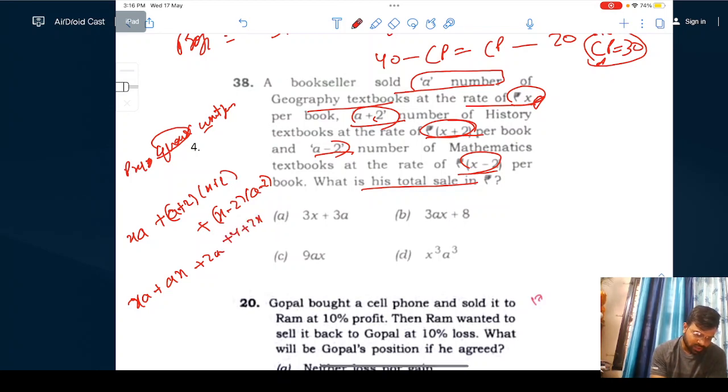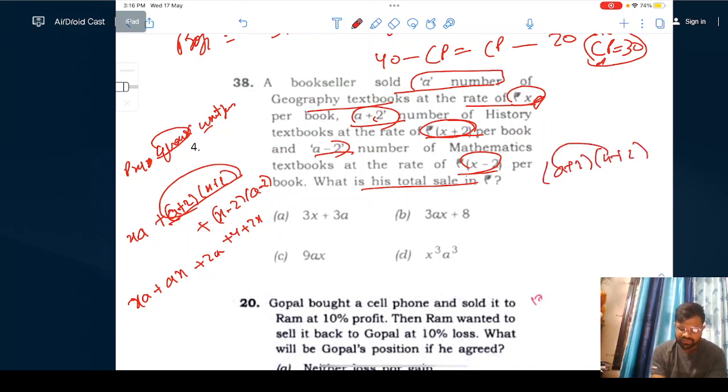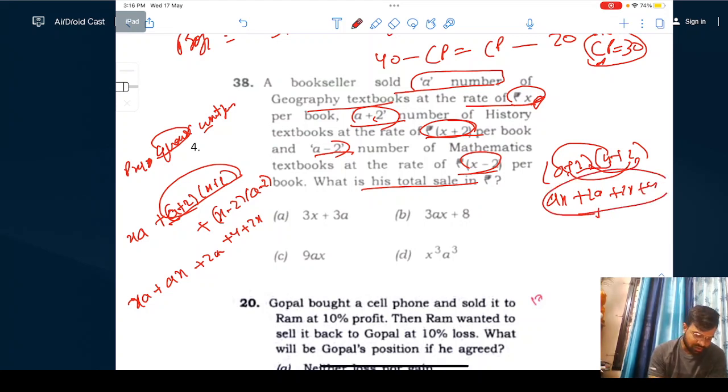Have you known bracket multiplication is like this, A plus 2 into X plus 2? First A into X, AX, then 2 into A, then 2 into X, then 2 into 2. Every number will be multiplied by each and every number. Next, again the same: AX minus 2A minus 2X plus 4. The extra terms cancel out, and this becomes 3AX plus 8.